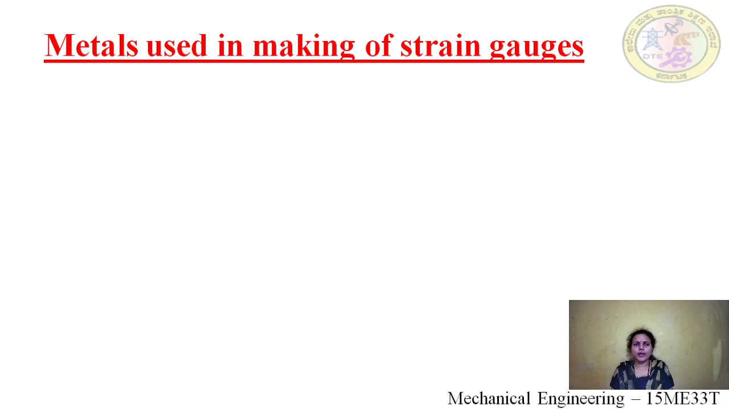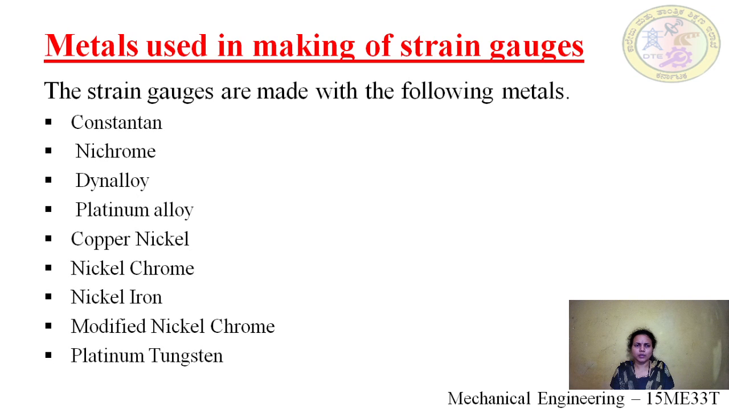Now, next topic we are going to see the metals used in making of strain gauges. Which kind of metals are we using to make them? The strain gauges are made with constantan, nichrome, tin alloy, platinum alloy, copper nickel, nickel chrome, nickel iron, modified nickel chrome, platinum tungsten. So these are some of the materials that strain gauges are made of.